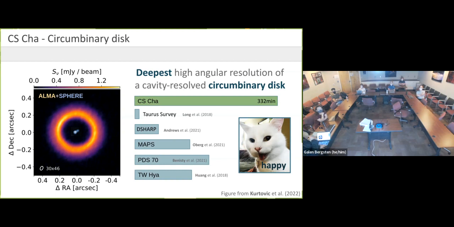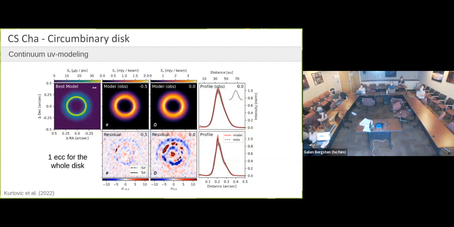Since we have this extremely high sensitivity, we can try to extract even the finest details of what's happening in this disk. What I usually do with any system that I'm studying is model the emission in the visibility plane. Here I am showing you the best model that I got for this configuration. This is a model where I was just trying to recover one eccentricity for the whole disk, because we know that these disks are eccentric and I wanted to constrain it. But you can see that when I try with just one eccentricity, the residuals are very structured.